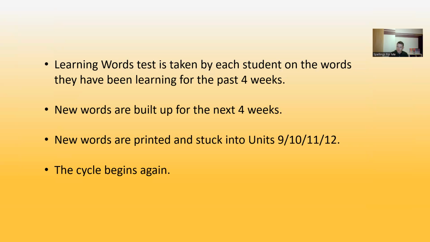You unlock their orange test. If you're interested in this, the video is called Running Spellings for Me in Your Class. They do their orange test, they do their yellow test, and they build up their new 4 grids for the next 4 weeks. And then you stick those grids into Unit 9, 10, 11, and 12. You're now ready to go again, and the cycle continues again. Okay?